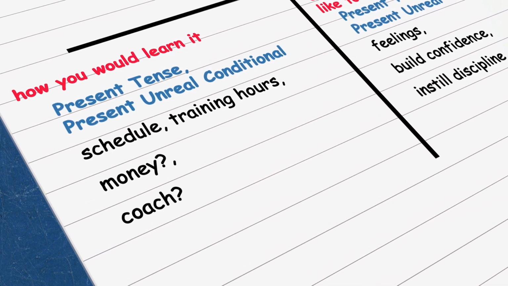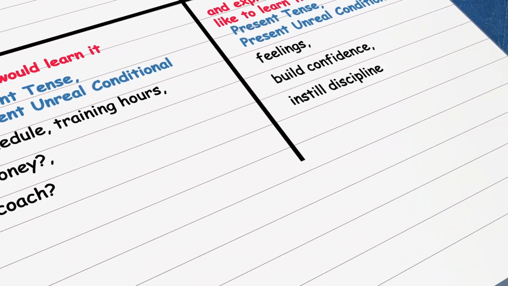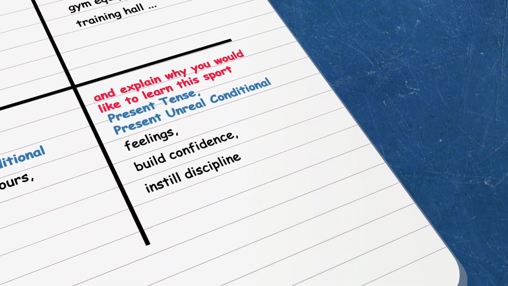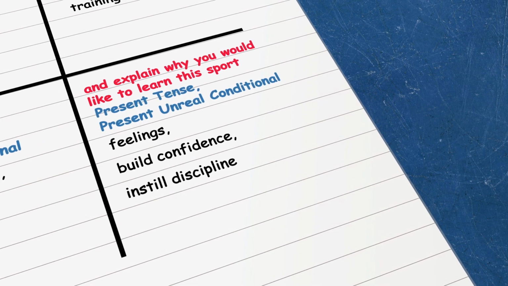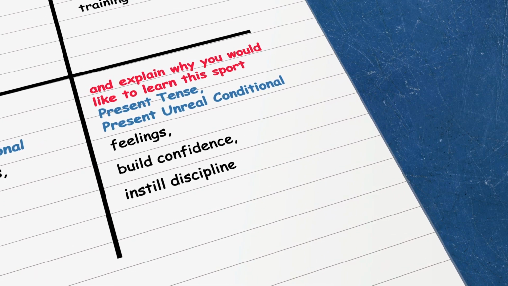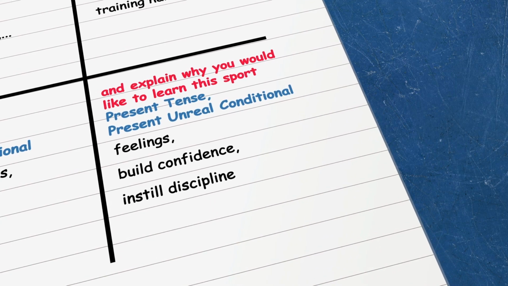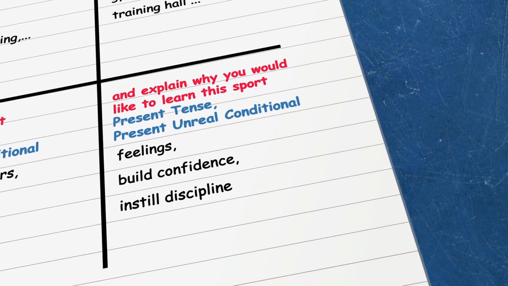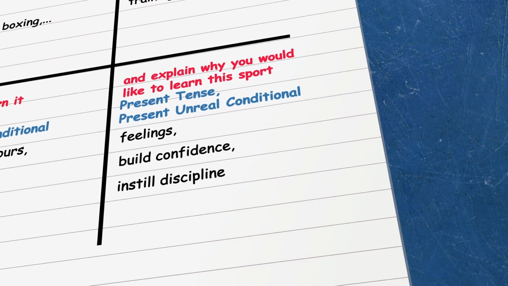Now, the fourth cue is to explain why you would learn this sport. Why would you choose this exact sport? This question is about feelings. And of course, it's an imaginary situation, so you're using the present unreal conditional or the second conditional. If it's a fighting system or a martial arts, maybe you can talk about building confidence or flexibility. Sports in general also instill discipline, so you can have a system in your life that you can follow.